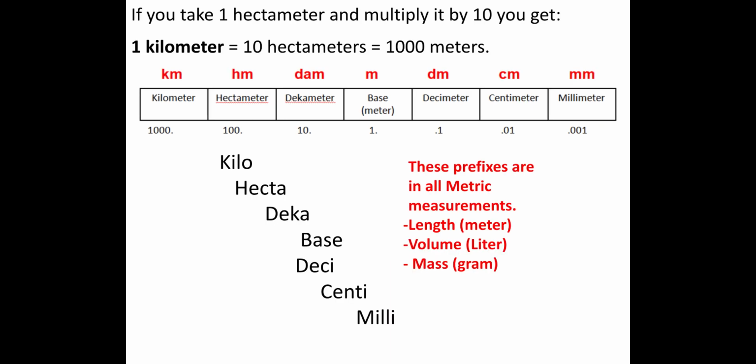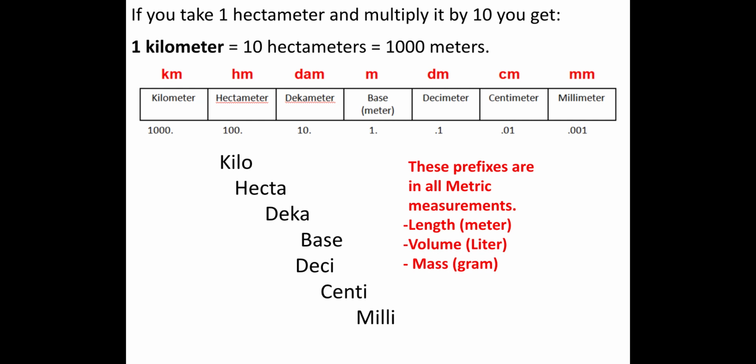So these prefixes are all metric measurement. Whether it's length, volume, or mass, they are all metric measurements, right? So we can change the base unit with meter, we can change it to liter, we can change it to gram. The notion remains the same. Whether it's 1 kilogram, it means 1,000 grams, whereas 1 kiloliter means 1,000 liters.